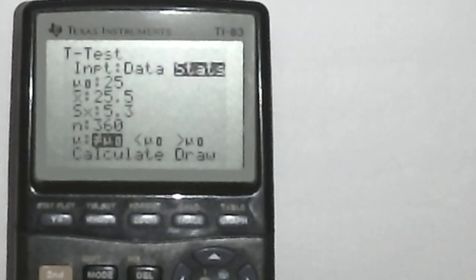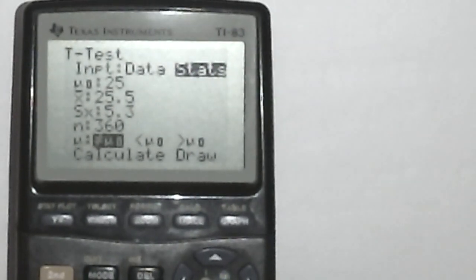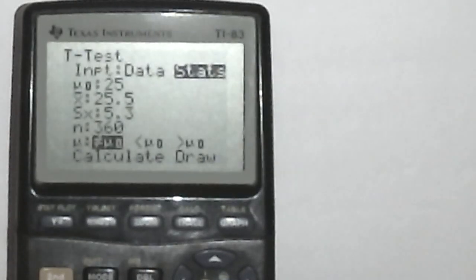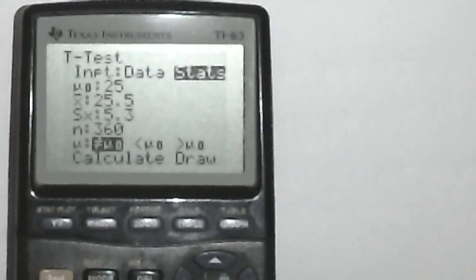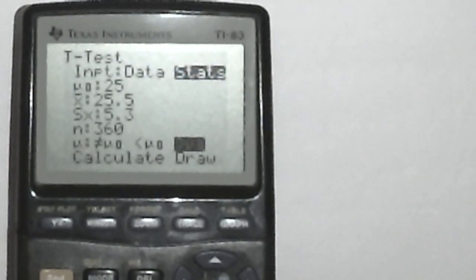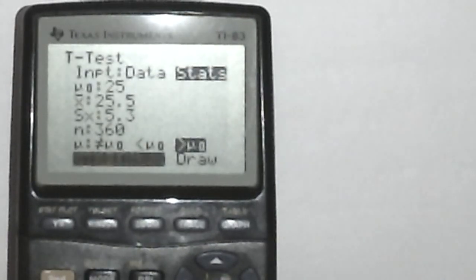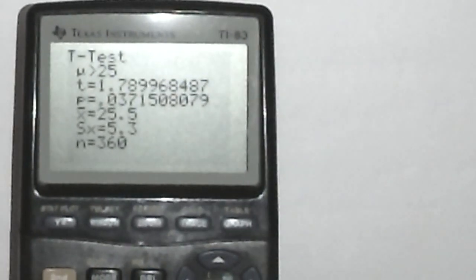And notice that this is an upper tail test because our alternative statement says the population mean weight of all 1-year-old baby boys is greater than 25 pounds. So we go over and select greater than. Go down to calculate, and here we go. The test has been conducted.